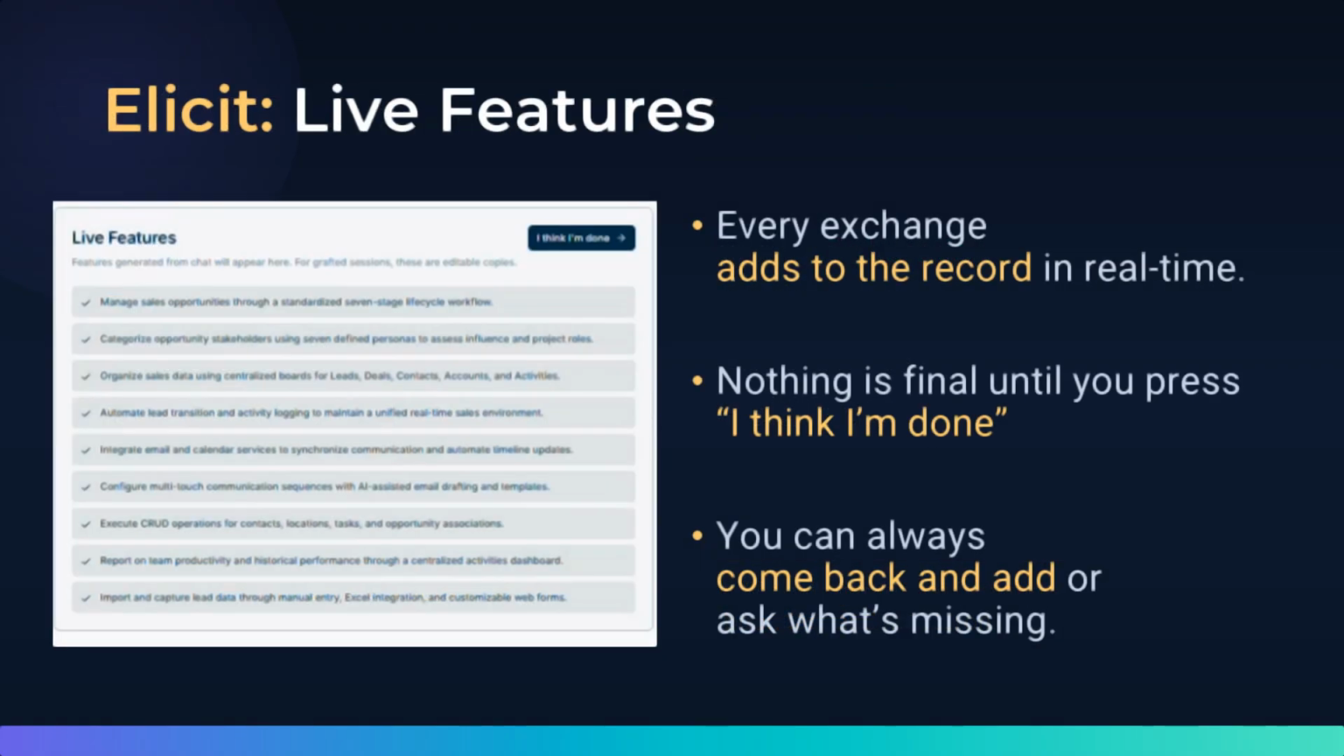So let's review the living features panel on the side. This is your notebook. It is a working record accumulating in real time as your conversation progresses, which means you can look at it at any point, pick up something that feels incomplete, add a feature that just occurred to you, or ask Alchemist AI Pro's chat what it thinks is missing from your features list. Nothing is committed until you press, I think I'm done.